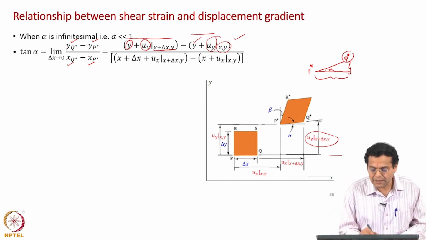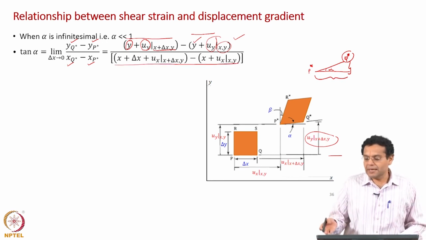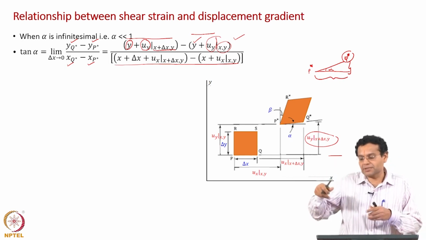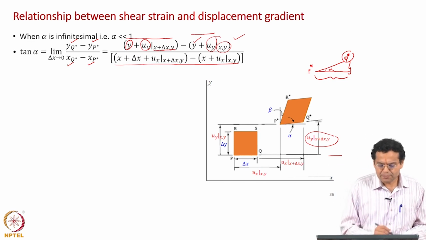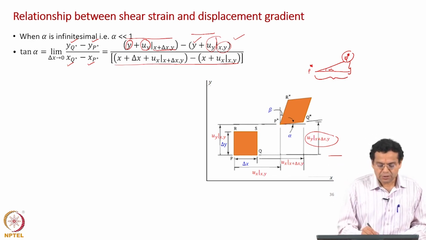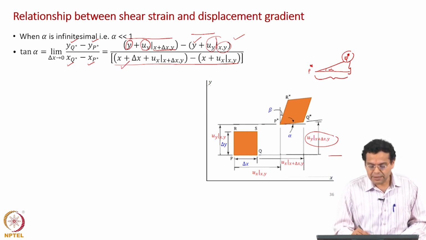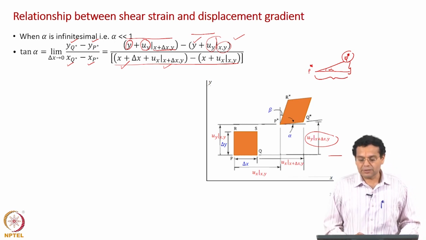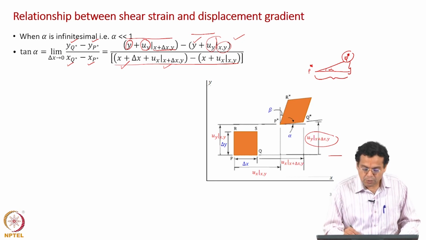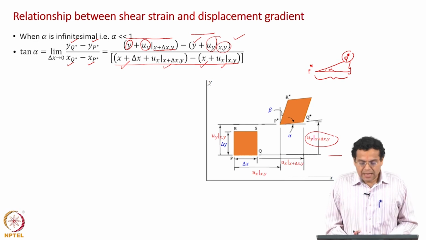The denominator is not new to us, we have already seen that in the previous slide: x q star minus x p star is nothing but the length of the projected p star q star in our earlier case, which I have already evaluated. Just for revision, x q star is the new position: the old x coordinate x plus delta x plus the x displacement, evaluated at x plus delta x comma y. The x coordinate of p star is the old x plus the x displacement, evaluated at x comma y. Okay, now, let us proceed further.